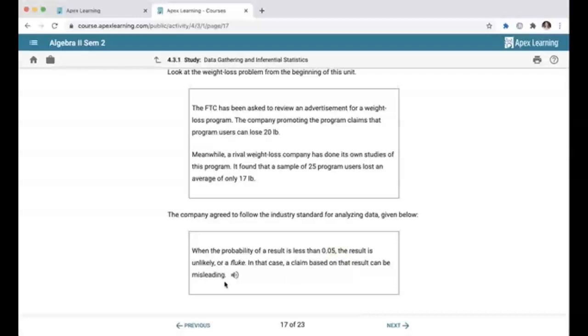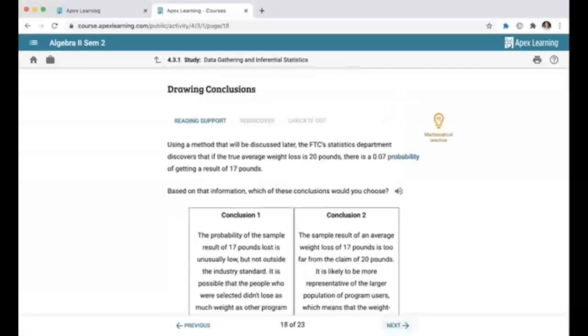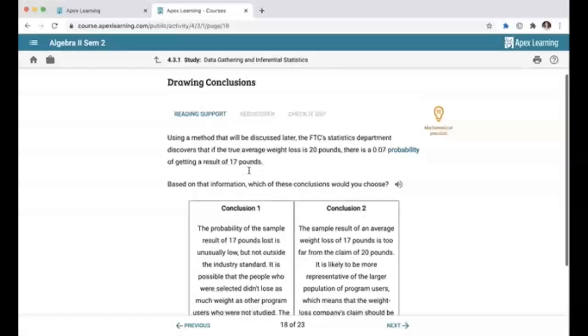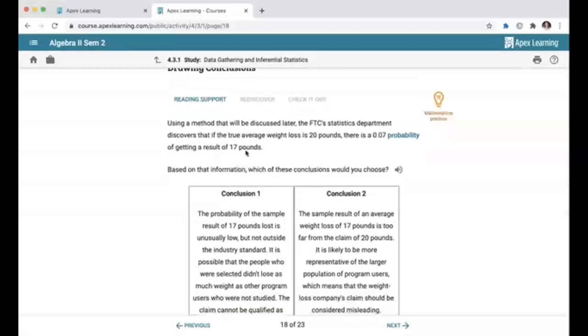That's misleading. All right. So maybe there were a couple of people who lost 20 pounds, right? But it was not the majority of people. So you can't report that out as true. All right. So then here, look, if we look at using the method, they found that if the true weight loss is 20 pounds, there's a 0.7% probability of getting 17 pounds.